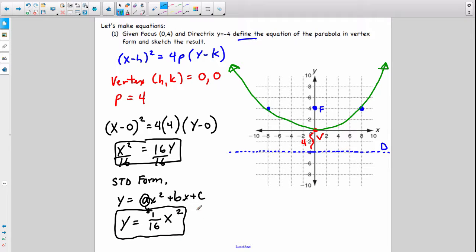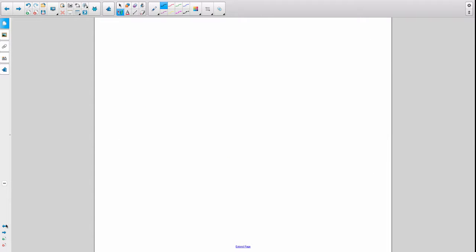But when we put it into this modified vertex form, with the h's and the k's and the p's, you can see it's very different. Let's try the next one.